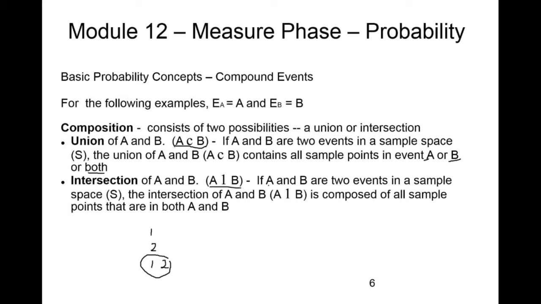Intersection of A and B: if A and B are two events in a sample space, the intersection of A and B is composed of all sample points that are both A and B. This is your classic Venn diagram scenario, where we have this here and this here. So everything that's in here is in the intersection space. There we go.